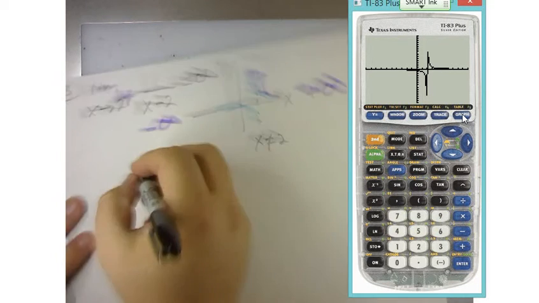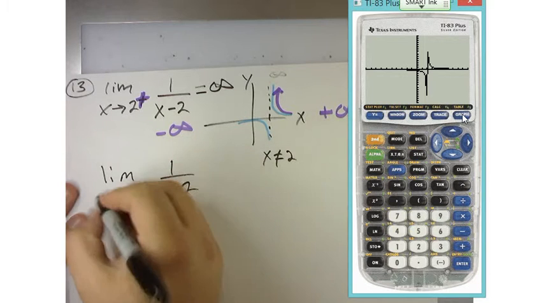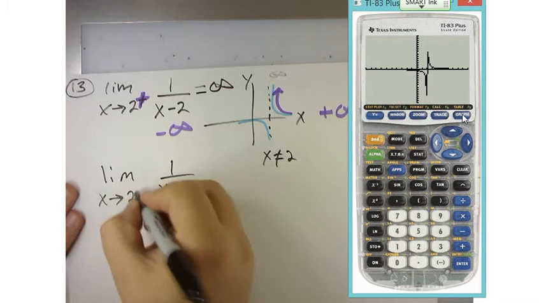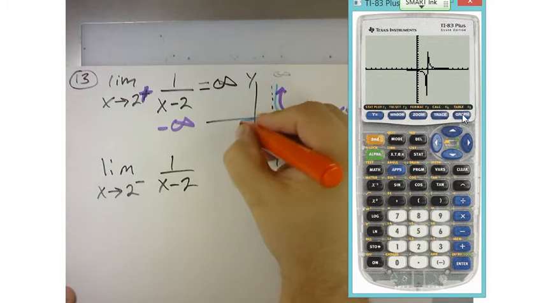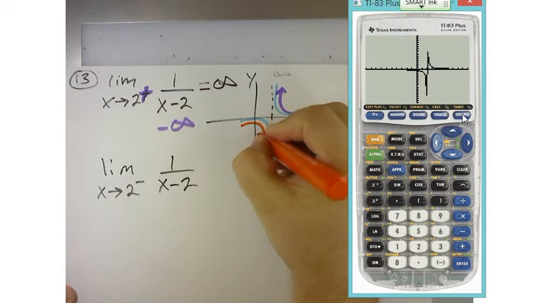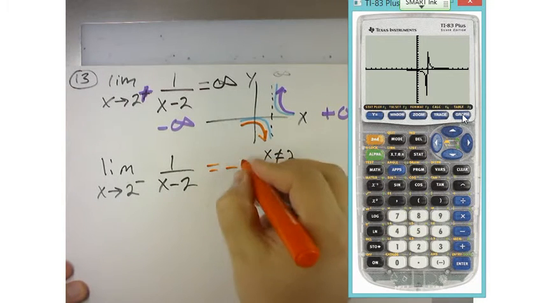Now, if I were to say, all right, take the limit of 1 over x minus 2 as x approaches 2 from the negative side, well, what I would have to do is look at the same graph, but I would come in from negative infinity. And in that case, it's approaching negative infinity.